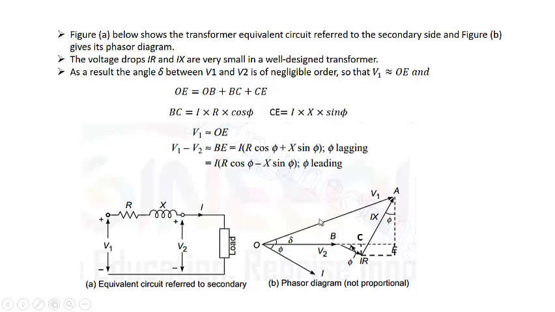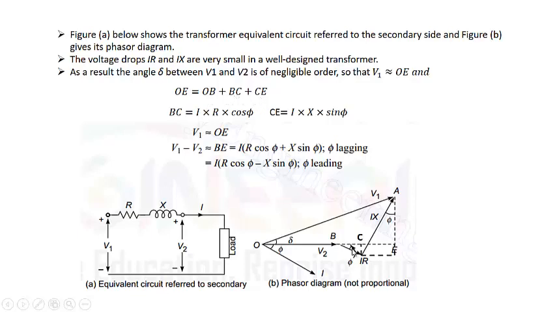So, by taking this approximation, we may assume that this V1 may be coincident to this E, that is, V1 may be approximately equal to OE. That is what I have written over here. But OE is actually the summation of different line segments. OE will be equal to OB plus BC plus CE.